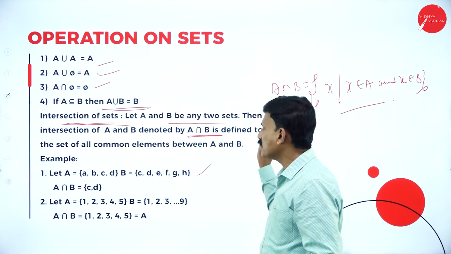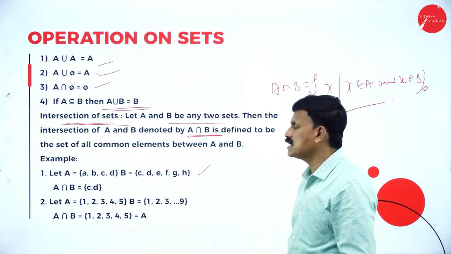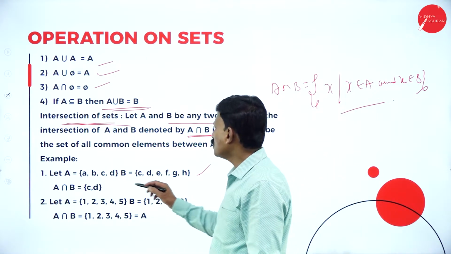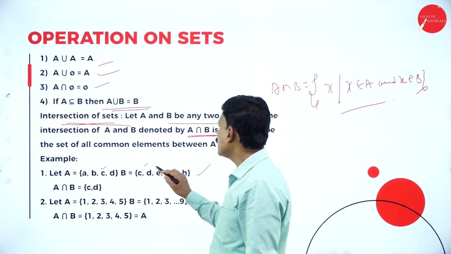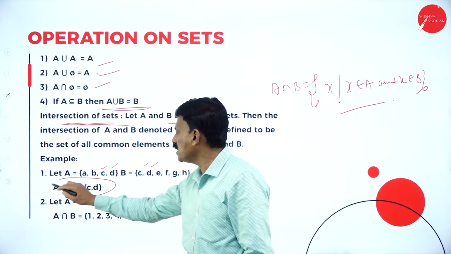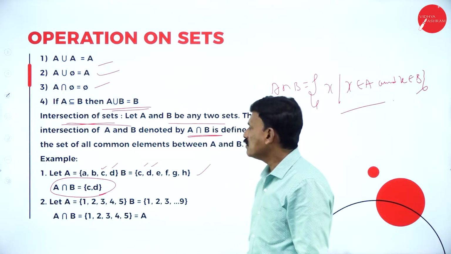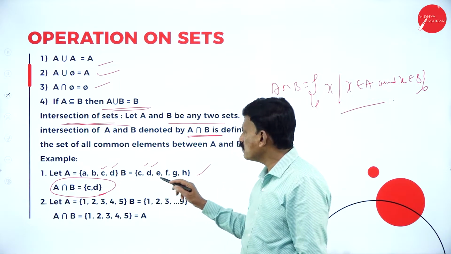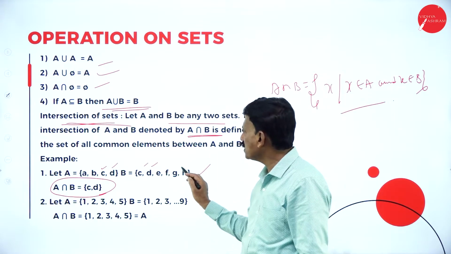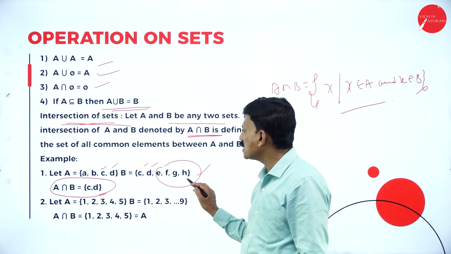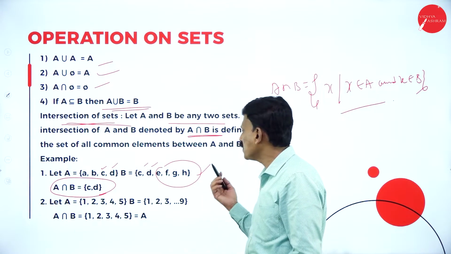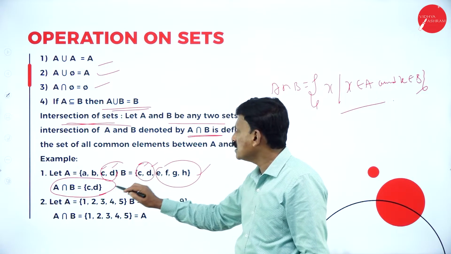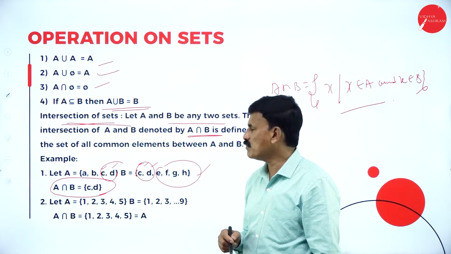Now, let us take an example. Let A = {a, b, c, d} and B = {c, d, e, f, g}. What are the common elements? Here we have c and d. C and D are the common elements. So A ∩ B = {c, d}. Whereas a is in set A but not in B, so we cannot take it, and b is in set A but not in B, so we cannot take it. Whereas e, f, g are elements in set B but not in set A, therefore we cannot take e, f and g. So only the common elements c and d can be taken as the intersection. A ∩ B is equal to the common elements c and d.